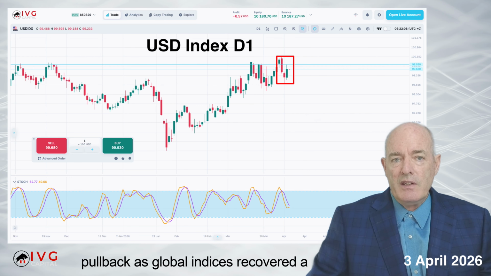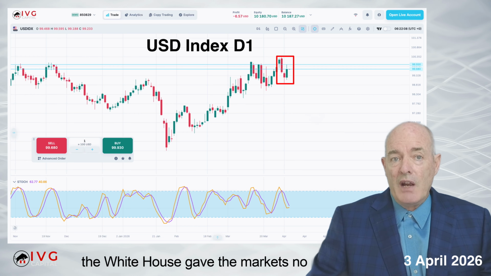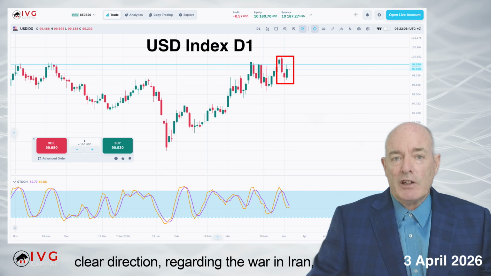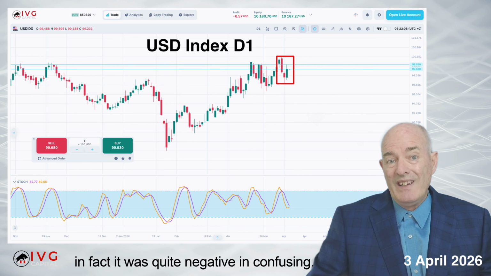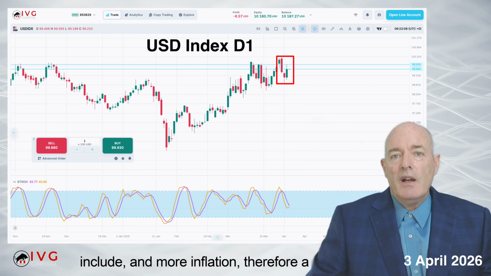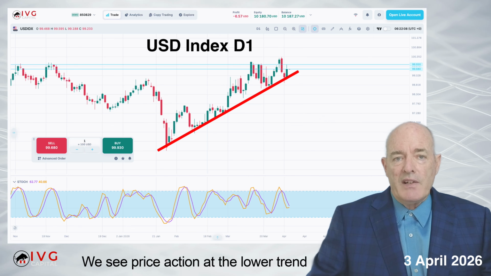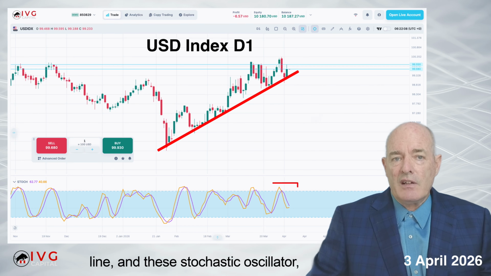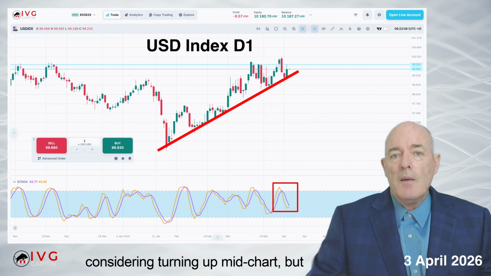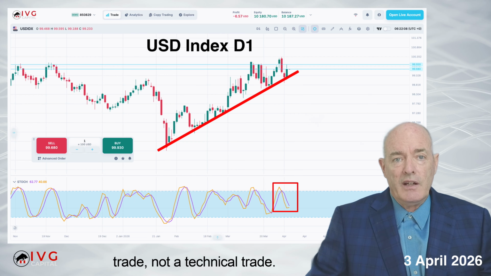as global indices recovered a bit. Unfortunately, the latest speech from the White House gave the markets no clear direction regarding the war in Iran. In fact, it was quite negative and confusing. This signals possible increased prices in crude and more inflation, therefore a higher US dollar. We see price action at the lower trend line and the stochastic oscillator considering turning up mid-chart, but keep in mind this is a fundamental trade, not a technical trade.